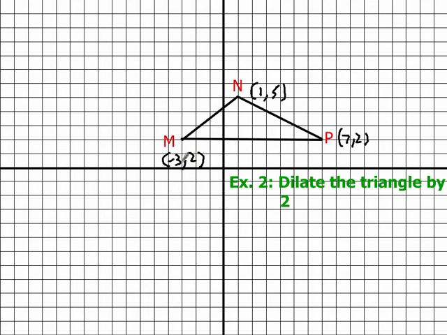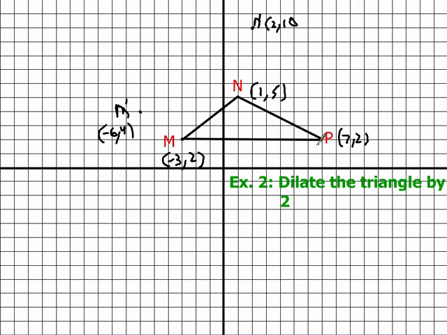So for M, negative 3, 2: negative 3 times 2 is negative 6, and 2 times 2 is 4, so I'm looking for negative 6, 4. Here's negative 3, negative 4, negative 5, negative 6, then up 1, 2, 3, 4. That point right there is M prime, and it's at negative 6, positive 4. I'm going to do the same thing for 1, 5. 1 times 2 is 2, and 5 times 2 is 10. I'm at 5, 6, 7, 8, 9, 10. That's N prime. That's at 2, 10.